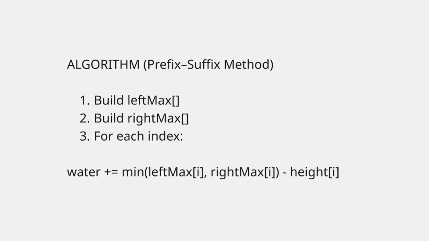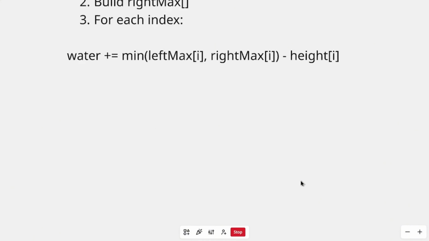So here is the algorithm. If you use the prefix suffix method, we first find the left maximum and the right maximum, and for each index we do the calculation, which is water plus equals minimum of left maximum of i and right maximum, minus height. We have already seen this, right?